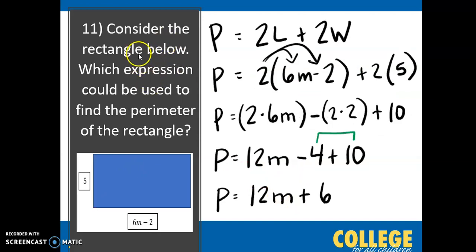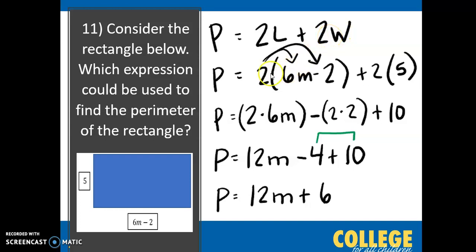Number 11, consider the rectangle below. Which expression could be used to find the perimeter of the rectangle? So again, same idea, but for a rectangle, you have to add up all the sides. So there's going to be the 5 for the width, which is also going to be the 5 for the width on this right side. The 6m minus 2 for the length is also going to be the 6m minus 2 for the top side. So for my perimeter, I can add 2 of the lengths plus 2 of the widths and get my perimeter.